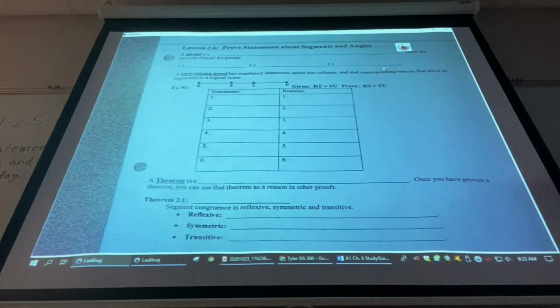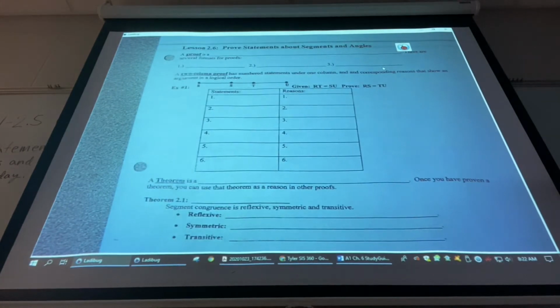Ladies and gentlemen, let's take a look here at some proofs. We're going to do 2.6 first, sir. 2.6. Proof statements about segments and angles.